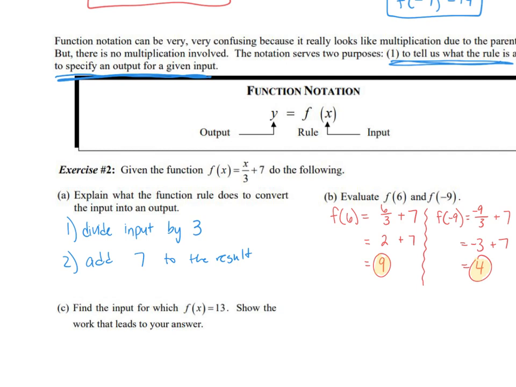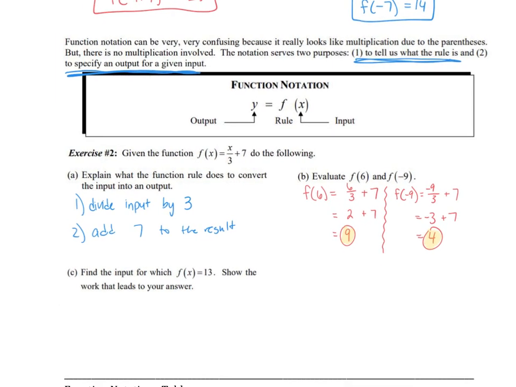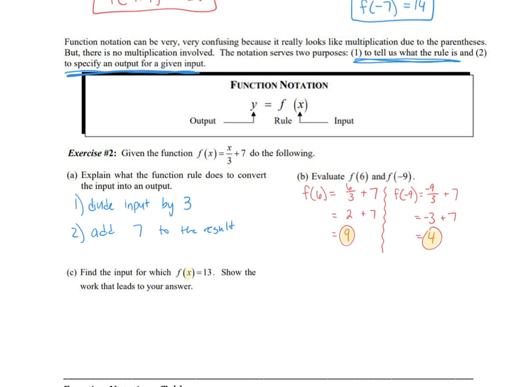All right, let's try C. Find the input for which f of x equals 13. What you should notice here is I'm not plugging in a number for x. I don't have a number inside the parentheses here. That's what I'm trying to find. I'm trying to find my x, the input, but this time I know my output. My output is 13. So it's kind of the opposite. I'm giving you the output and you're trying to find the input.